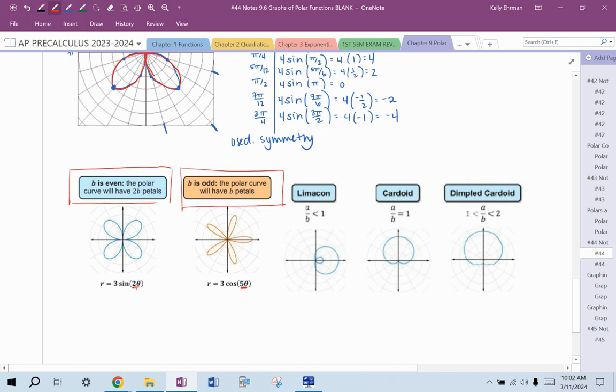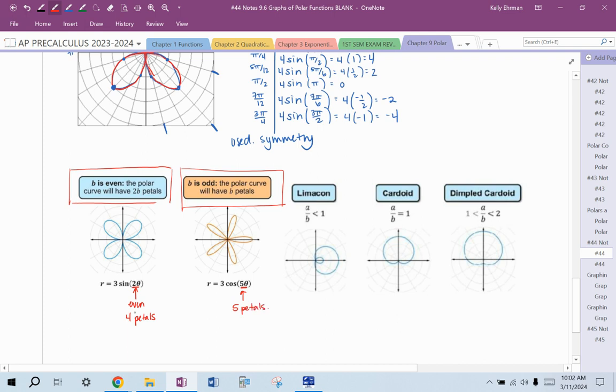If that number is even, then you have double the petals. So this is 4 petals. If this were 4 theta, there'd be 8 petals. If it were 10 theta, there'd be 20 petals. That would be crazy. If B is odd, and this is whether it's sine or cosine, then this is the exact number of petals you're going to have. You're going to have 5 petals.